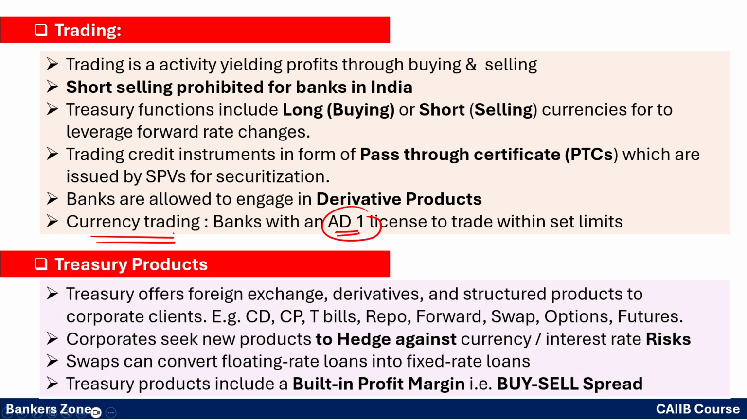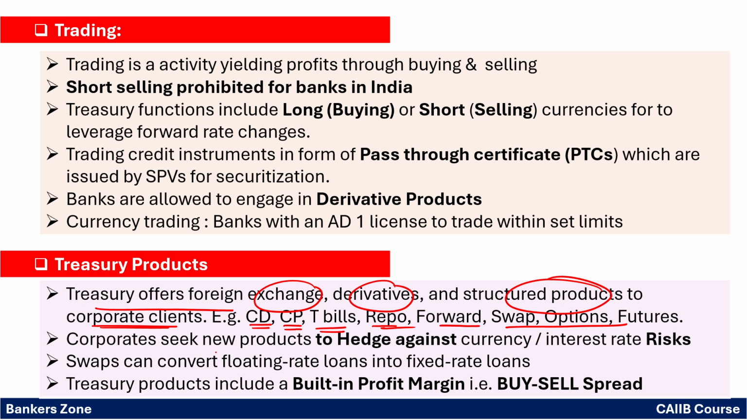Okay, now treasury products. Treasury has different products. In the next unit, we will discuss in detail what products Treasury has. Treasury offers foreign exchange, derivative and structured products to its corporate clients. For example, it can be the certificate of deposit, commercial paper, treasury bill, repo, forward, swap, option, future, etc. Corporates seek new products to hedge against currency or interest rate risk.